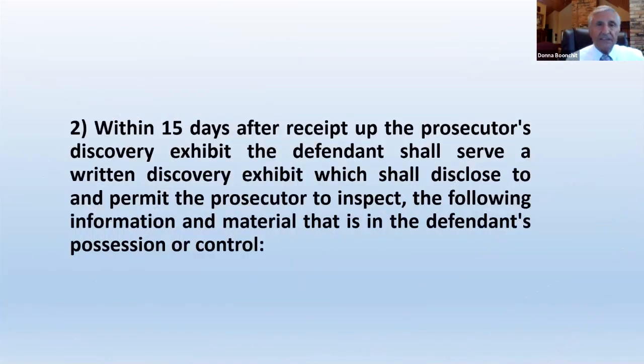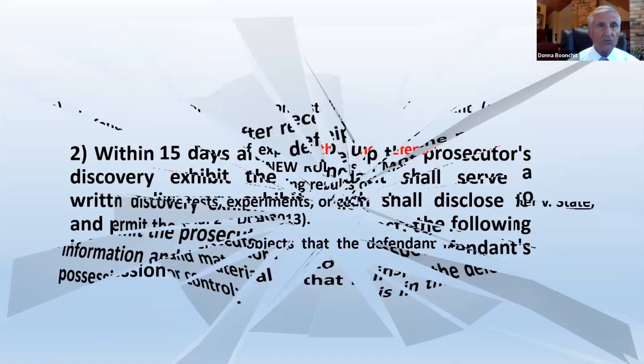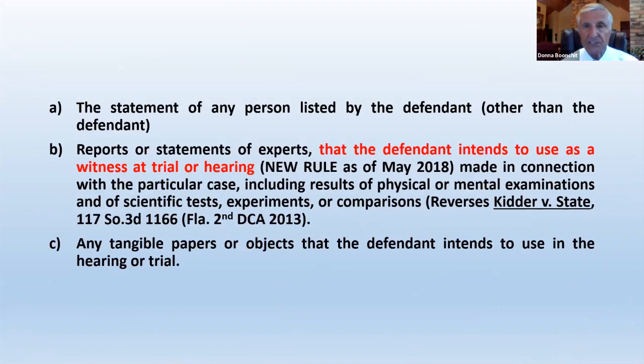2, within 15 days after receipt, actually it's of the prosecutor's discovery exhibit, the defendant shall serve a written discovery exhibit which shall disclose and permit the prosecutor to inspect the following information and material that is in the defendant's possession or control. A, the statement of any person listed by the defendant. Okay, you list them, they're entitled to it, other than, of course, the defendant himself. B, reports or statements of experts that the defendant intends to use as witness or trial.